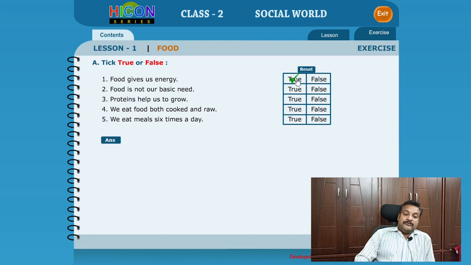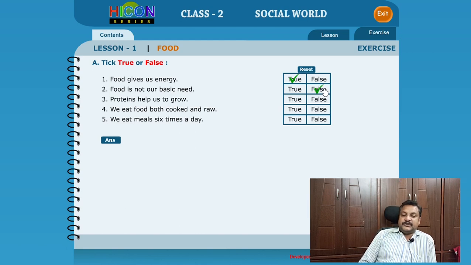Right? Food is not our basic need. So, a basic need is something without which we cannot live. If that is not there, then we cannot live. For example, without air, is it possible for us to live? If there is no air, is it possible for us to live? No. Same is the case with the food also. If there is no food, we cannot live. Isn't it? So, food is our basic need. So, the answer is false. Okay.